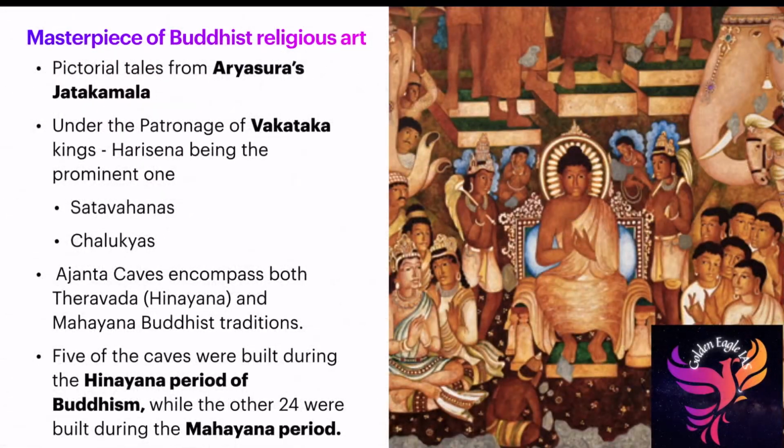It is called the masterpiece of Buddhist religious art because there are pictorial tales of Arya Shura's Jatakamala. These paintings were developed under the patronage of various kings because 200 BC to 650 AD is a huge period, a huge gap. A single dynasty can't create the entire paintings or caves. So there are different dynasties and different kings, especially the Vakataka kings, Harisena the court poet, then the Satavahanas and Chalukyas.